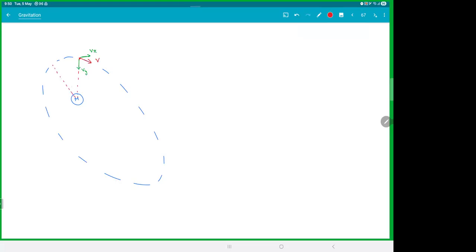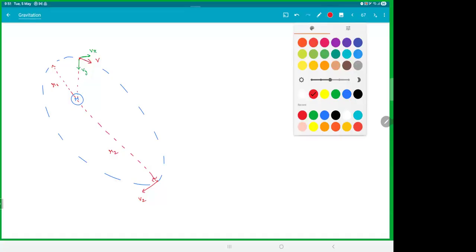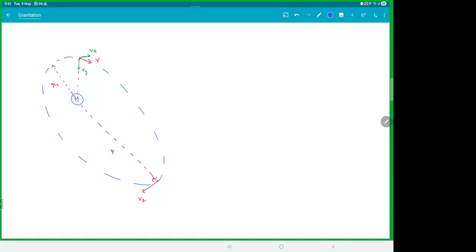This is the closest point, r minimum, and this is the farthest point, r2, the maximum distance. Then you know what to do. This is not going in a straight line, not going in a circle. We have to conserve angular momentum now. So let this velocity be v2 and let that velocity be v1. So you can take this distance to be r. This is state 1. This is state 2.